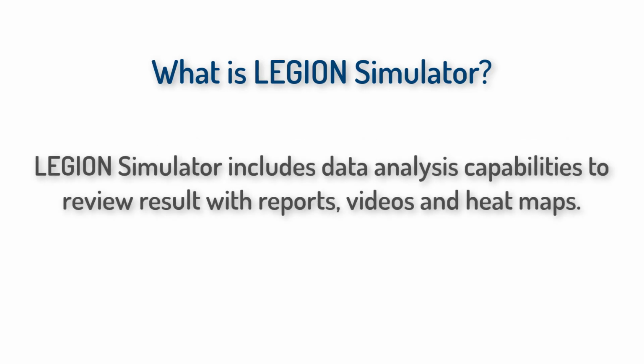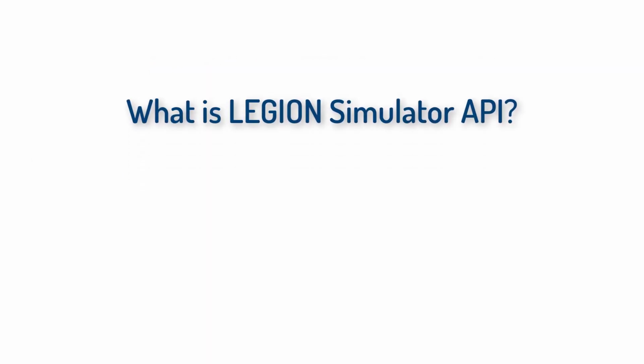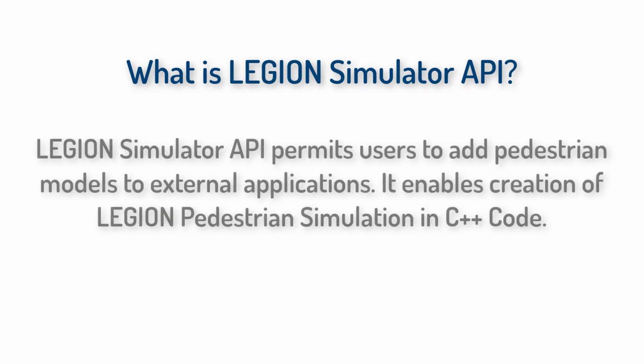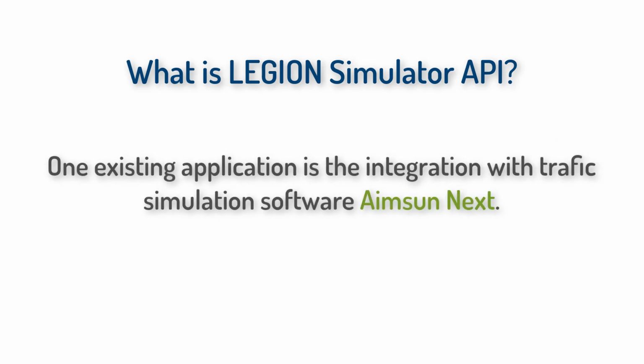Legion Simulator also has the data analysis capability to review the result of the pedestrian movement with the help of reports, videos, and heat maps. Now we'll understand what is Legion Simulator API. The Legion Simulator API permits the user to add pedestrian model to external applications. The API enables creation of Legion pedestrian simulation in C++ code. An example is the integration of an existing application with traffic simulation software known as IMSON Next.